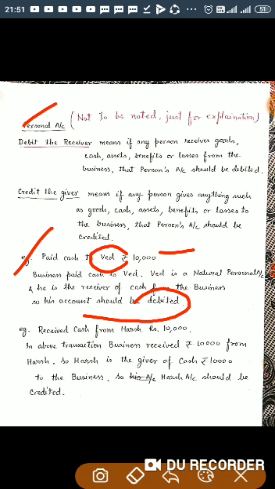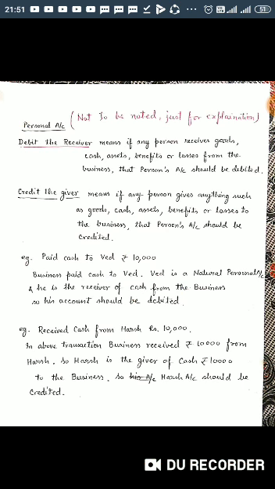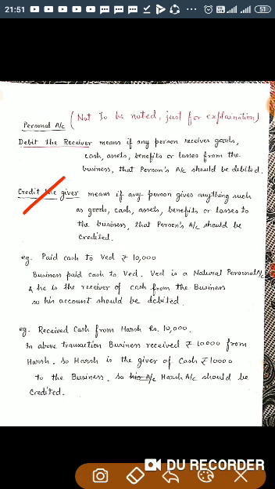The second rule of personal account is credit the giver. Credit the giver means if any person gives anything to the business, be it goods, cash, assets, benefit, or losses, that giver's account should be credited. For example, received cash from Harsh rupees 10,000. So Harsh is a giver of cash rupees 10,000 to the business, so his account should be credited.